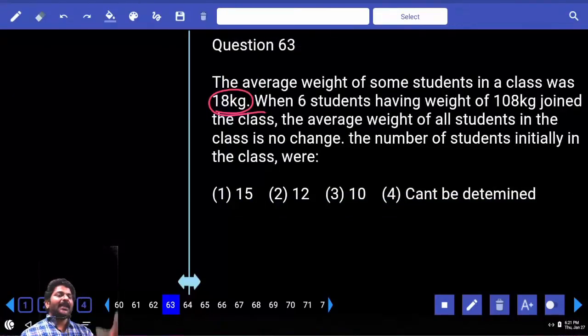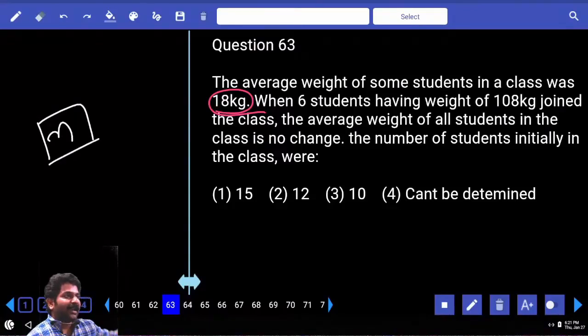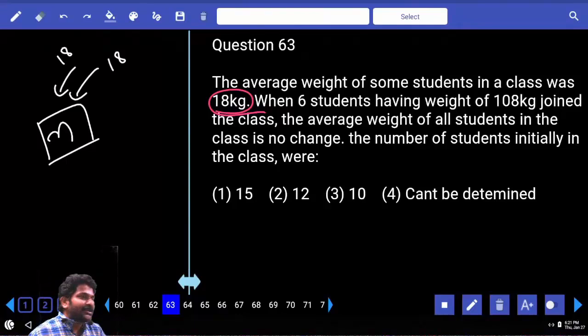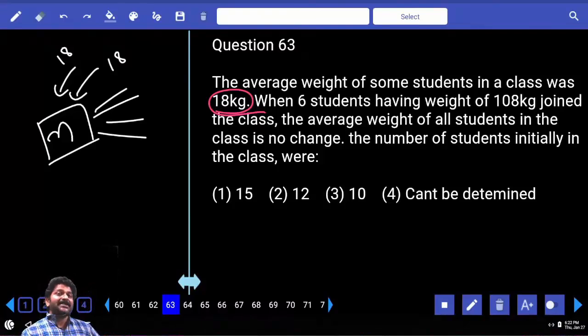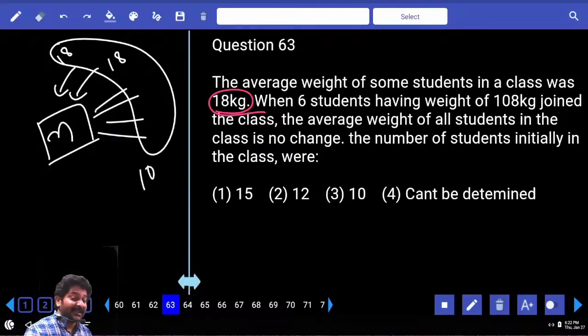Now there are n number of people, I don't know how many members are there, but I know that their average is 18. Now one person will join with 18 kgs. Will there be any change in the average? 2 members will join with 18 kgs each. Will there be any change in the average? Like that 6 people are joining where every person weighs 18 kgs. Will there be any change in the average? So now I can even say all 6 members together weigh 108 kgs.